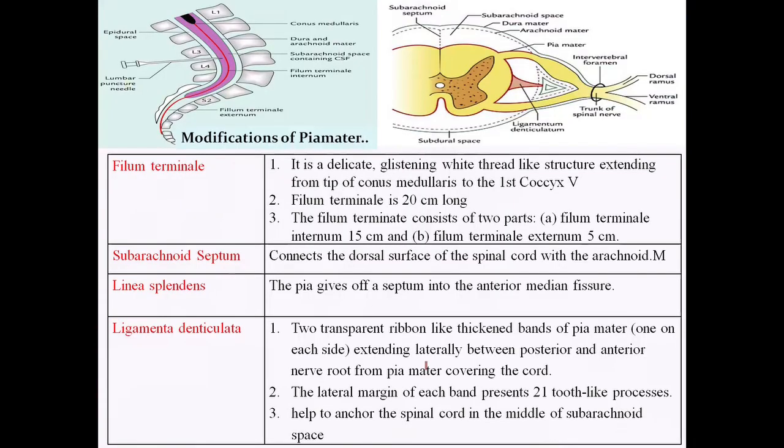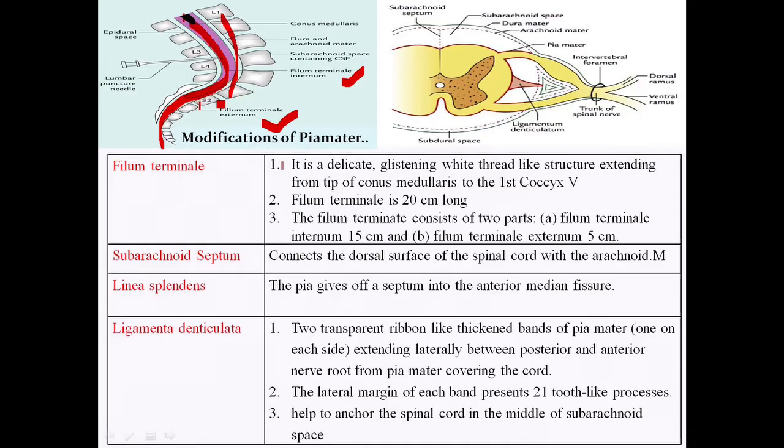So now try to see here. This is the conus medullaris from the L1 level to lower down. You can see the total continuation of the filum terminale. S2 is my landmark. From L1 to S2, I am going to call it the filum terminale internum. Beyond S2, I am going to call it the filum terminale externum.